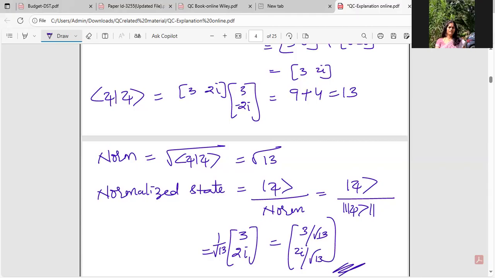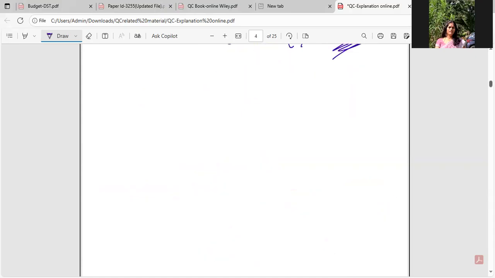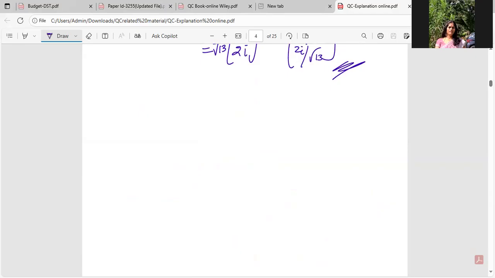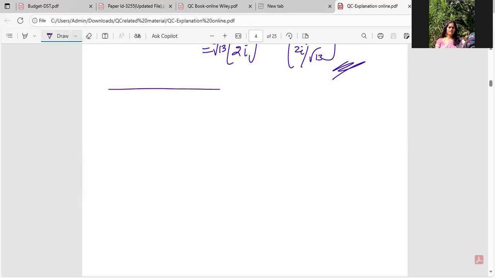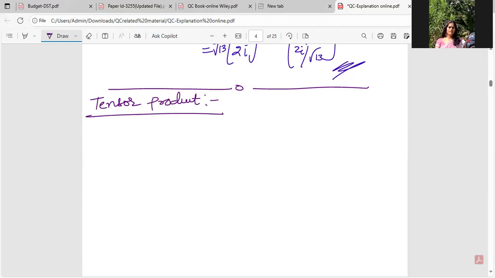Coming to the next important topic of quantum, that is tensor products. How do I find the tensor product? Of course, the tensor product between kets is very easy. The tensor product between operators is a bit different, which has to be taken into proper account. So let me first define the tensor product.